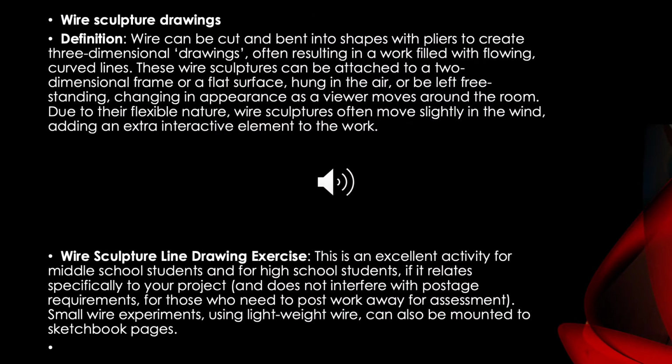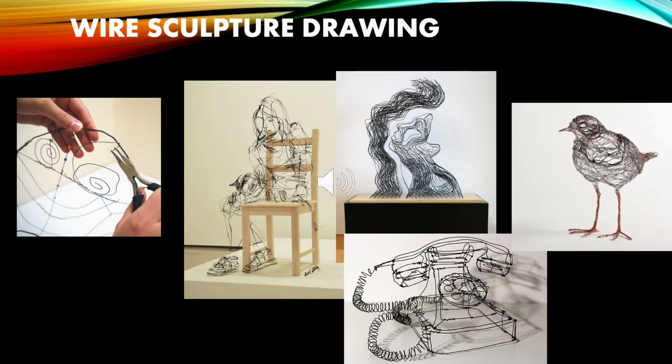Next, wire sculpture drawing. Wire can be cut and bent into shape with pliers to create a three-dimensional drawing, often resulting in a work filled with flowing curved lines. These paintings are examples of wire sculpture drawing.